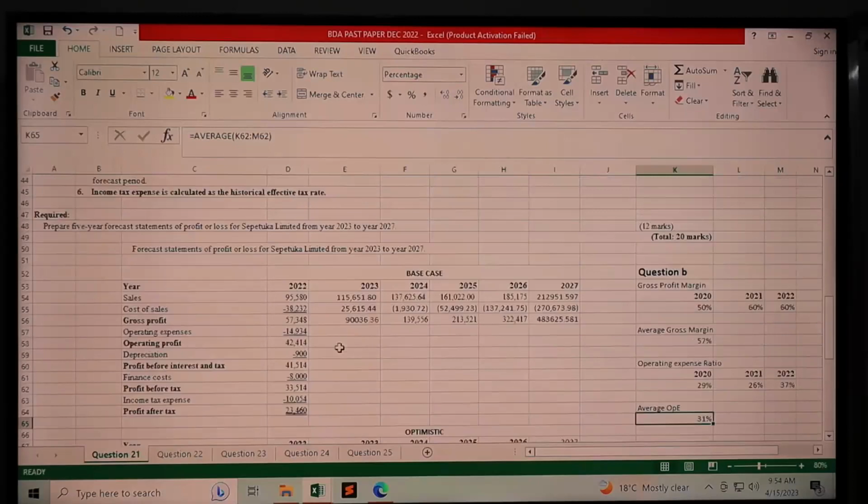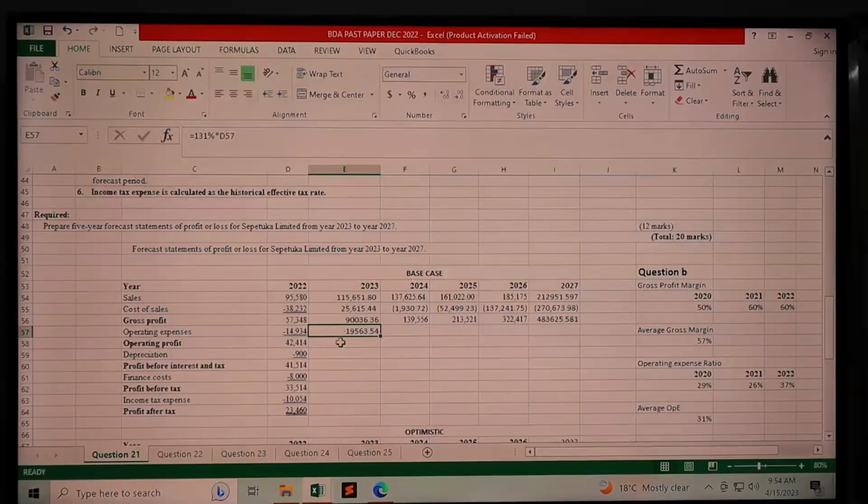Remember, we started with the base for 2023. So from there, you can compute this as a percentage. That is 31%, so you can say 131% of the 2022 value.